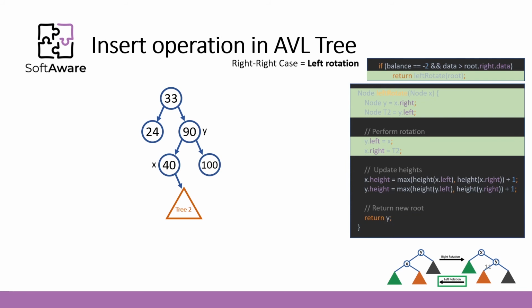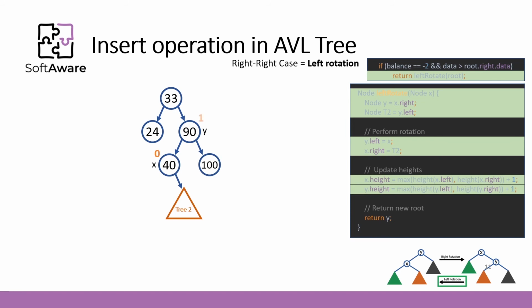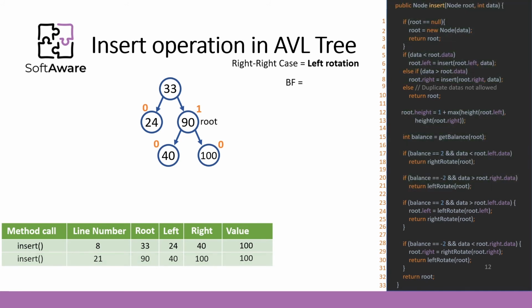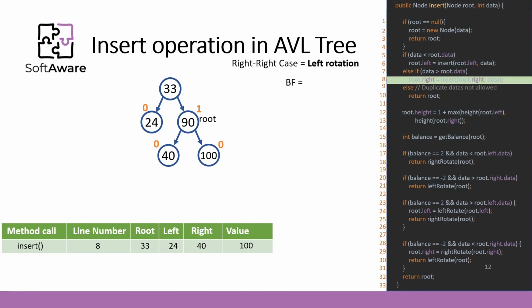So after rotation, we need to recalculate the new heights of the rotated nodes. After recalculation, we basically return our fully merged Y node. And from this line, we return the same merged Y node as the right of the root node. So here, as I have mentioned, the connection between 33 and 90 occurs as we assign it as root.right of this current method call.